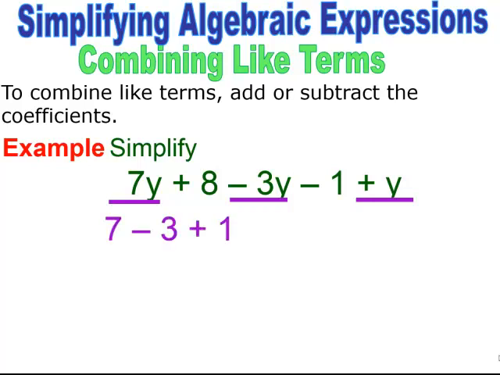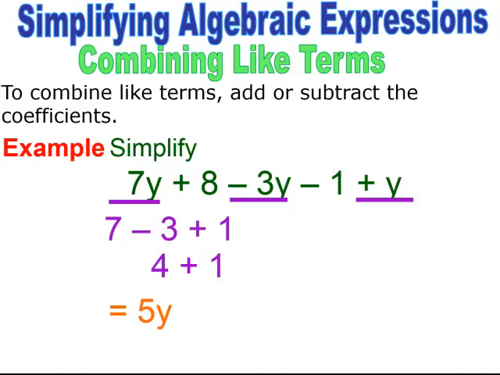Now, really what I have here, and I'm doing this in my mind, but I want you to see, I'm taking 7, which is the coefficient, minus 3, which is the coefficient, and for that y, it really has a coefficient of 1, and it's positive 1. And now I'm going to do the arithmetic. 7 minus 3 is 4, and then 4 plus 1 is 5. And then I'm going to attach it to the y.